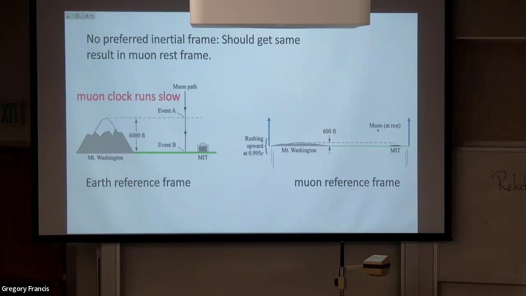Okay, and so either way, we have more than half of those muons surviving. In the Earth reference frame, because their clock was running slow, in the muon frame because they really didn't go very far. See if your neighbor followed that reasoning.